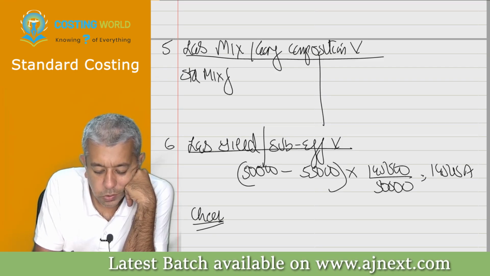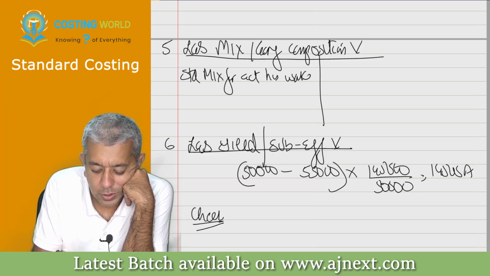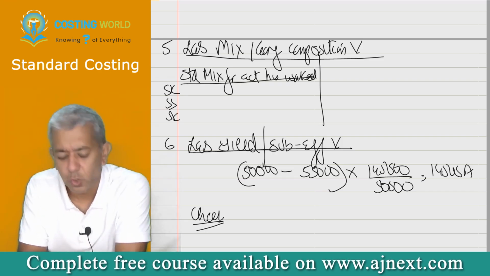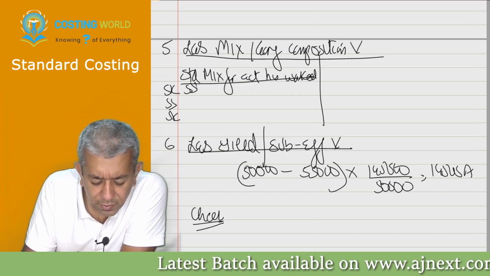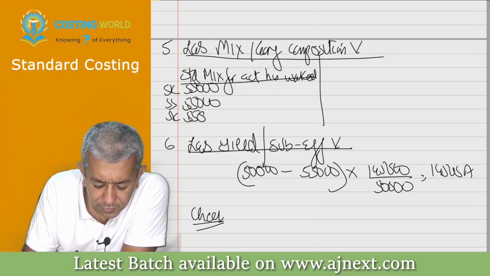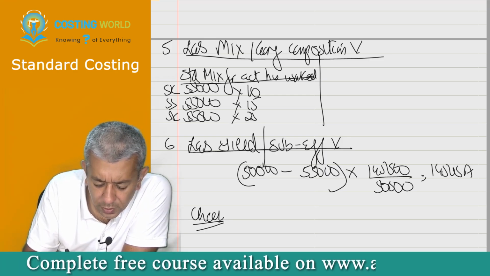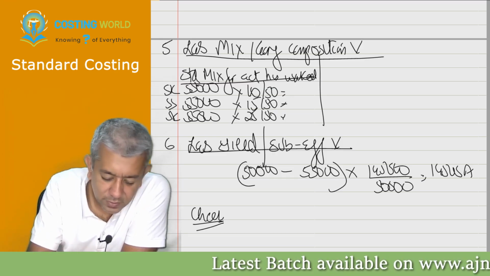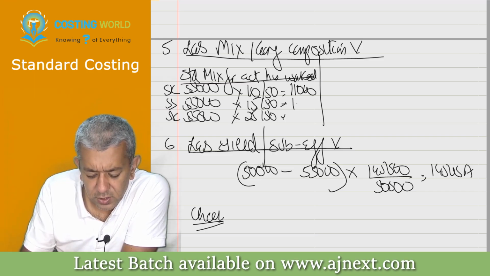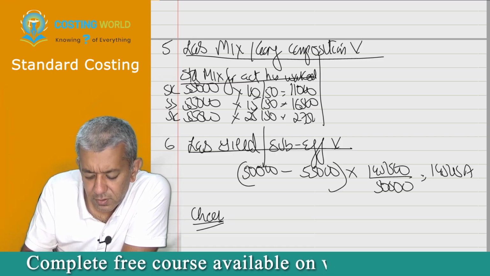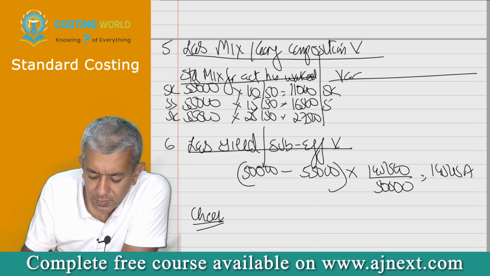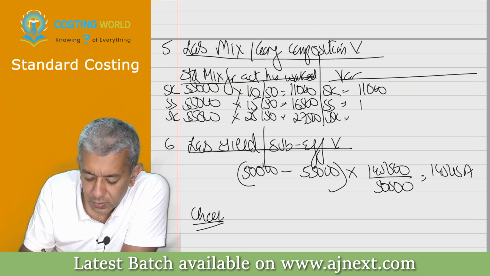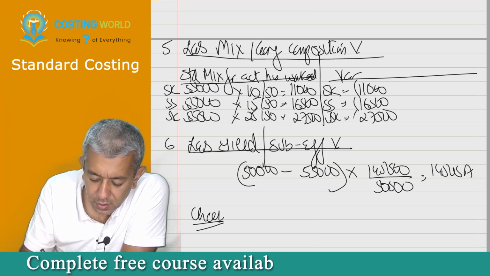Then standard mix for actual hours worked: skilled, semi-skilled, unskilled. So which number have you divided in what ratio over here? 55,000. 55,000 we divide in the ratio of 10:15:25. This is 11,000. 15,500 or 16,500? 16,500. 27,500. Variance: skilled, semi-skilled, unskilled. So what should have been the breakup of 55,000? 11,000, 16,500, 27,500.